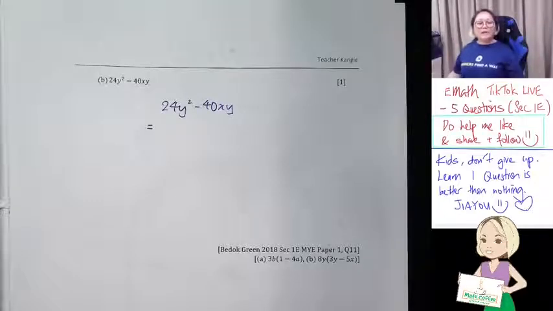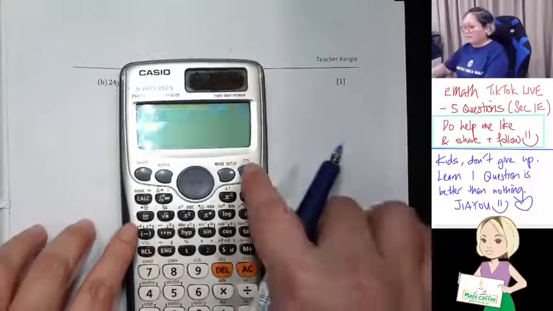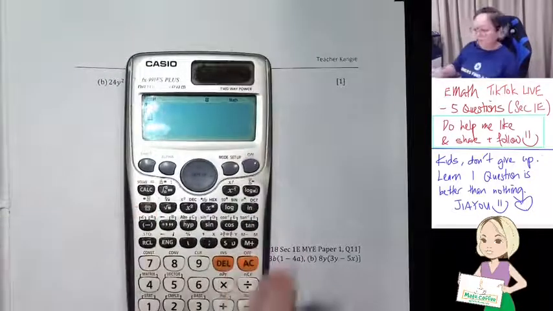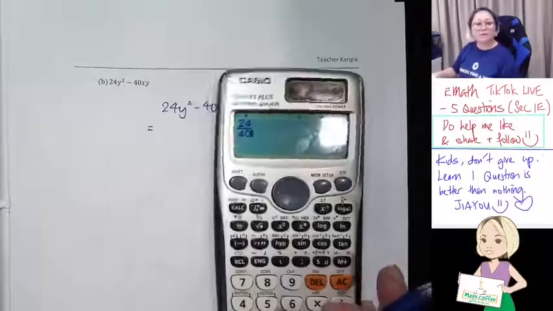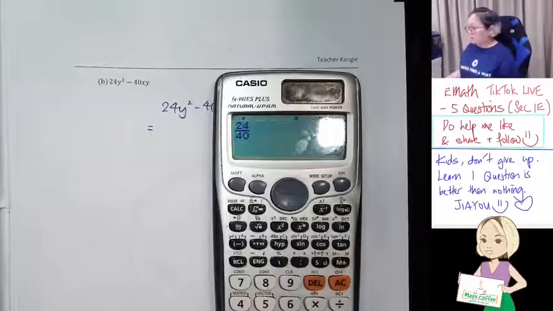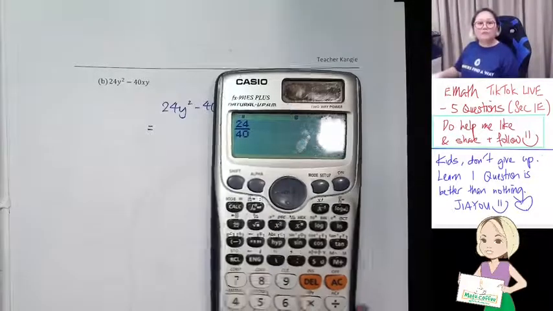Okay, and then after that, ask yourself, what common factor can I take out? 24 and 40. You need to find the HCF, highest common factor. So 24 and 40. Okay. Teach you one trick. Fraction. If I put 24 over 40, I put equal, it gives me 3/5.